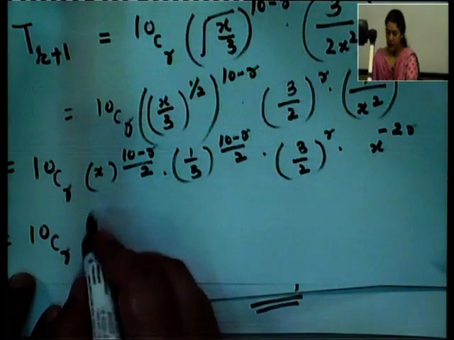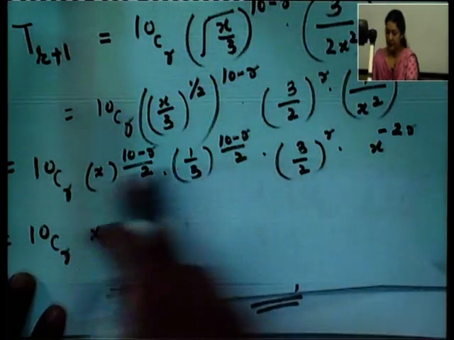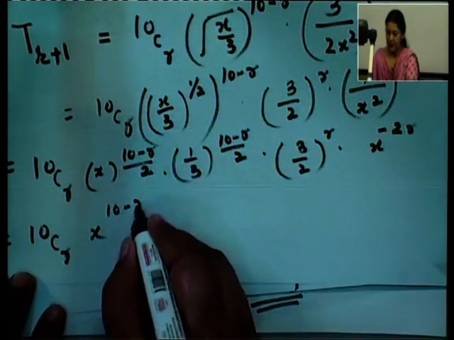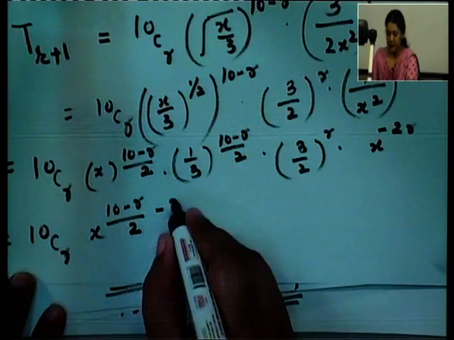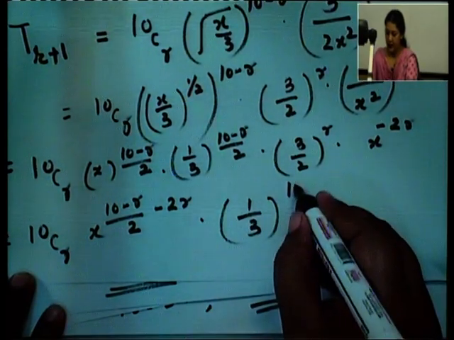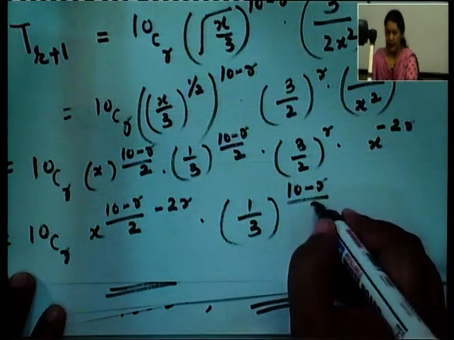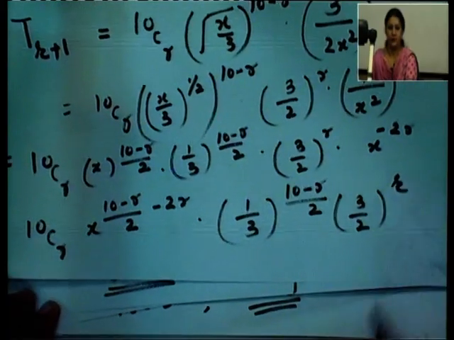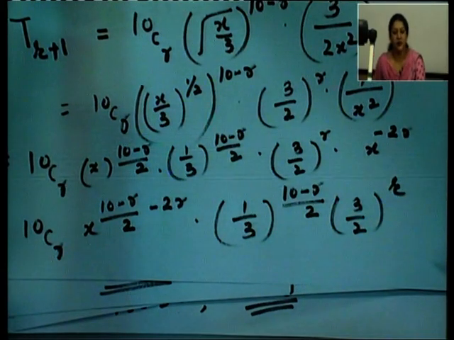Now I will combine the terms: x with powers (10 minus r) upon 2 minus 2r, into (1 upon 3) raised to power (10 minus r) upon 2, into (3 upon 2)^r. So this is the (r plus 1)th term. So we have to find the term independent of x.